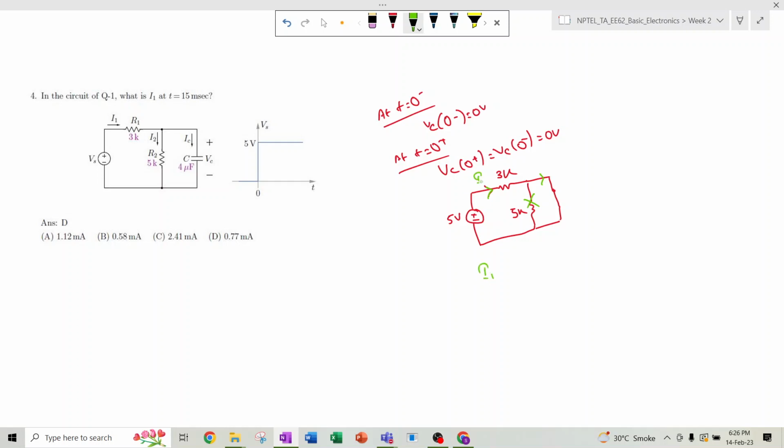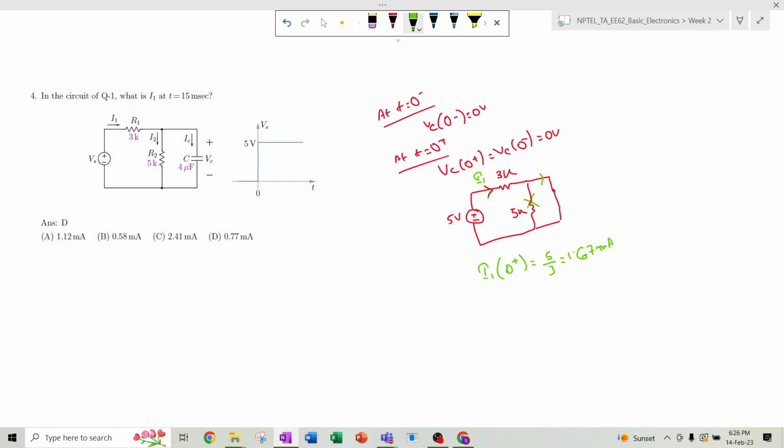So the current I1 is nothing but the current flowing through the 3k ohm. I1 at t equal to 0 plus, the initial time, is 5 divided by 3, which is 1.67 milliampere.